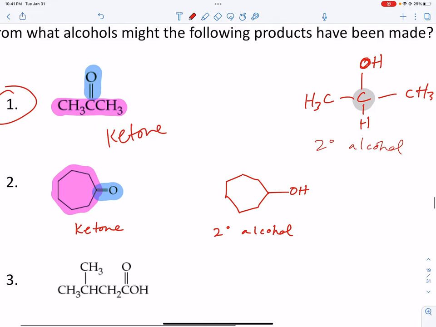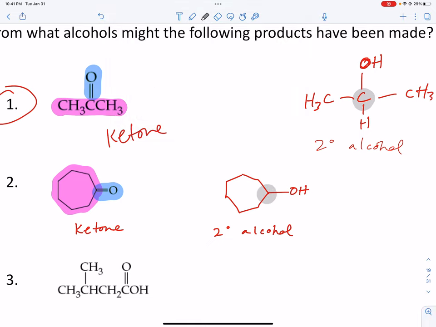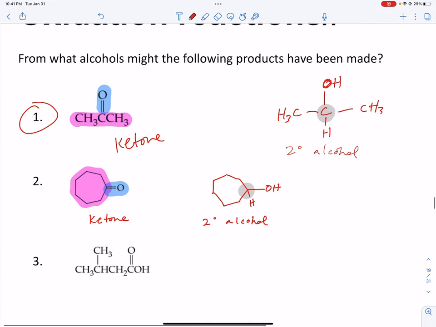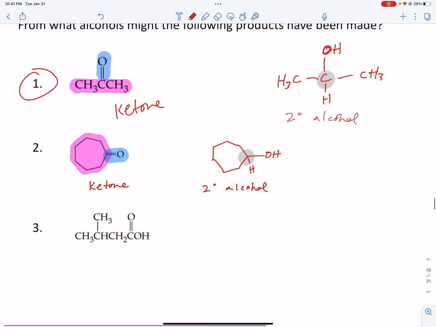But remember that we're also putting a hydrogen back on this carbon, because if you look at this carbon highlighted in gray now, we only have 3 bonds on it. But if you understand from line structure that there is one hydrogen that gets added back on, then you just understand, okay, there's actually 4. But if it helps you, just draw that hydrogen out. So that would be the alcohol that produced the ketone in problem 2.